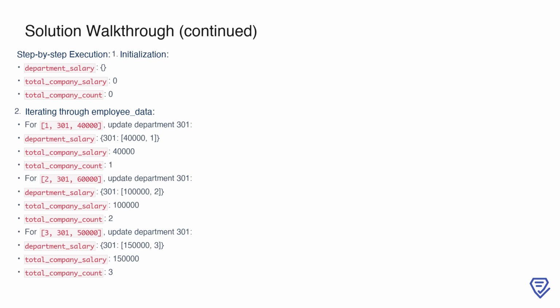Finally, 301, 50,000, another employee in Department 301 earns 50,000. We update Department 301's data to reflect a total salary of 150,000 and a count of 3. The company's total salary grows to 150,000, and the count reaches 3. Now we have all the data needed for calculations.